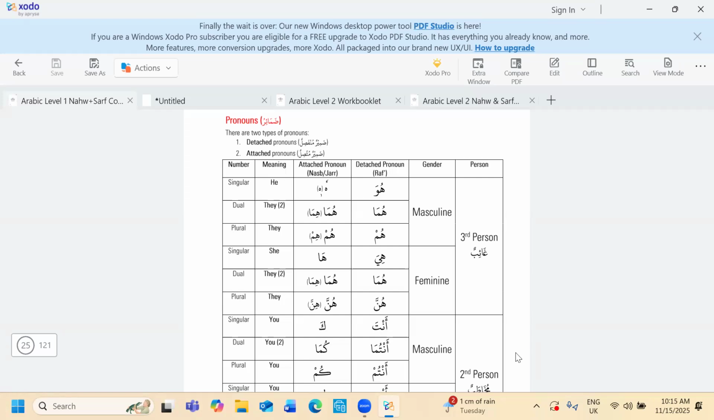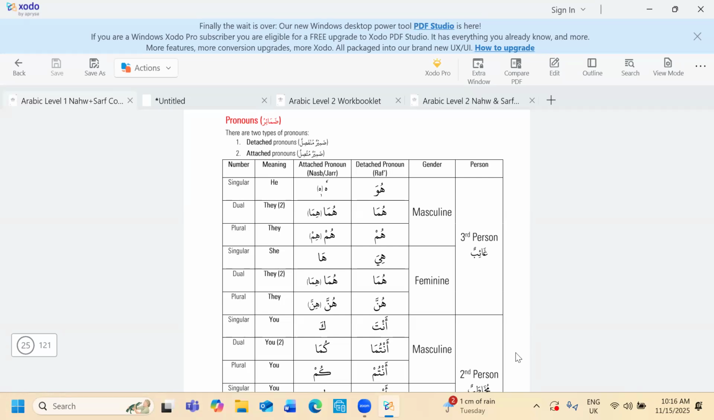Now, pronouns are isms. So when do you think you use a pronoun? What's the role of a pronoun? It replaces a noun. Instead of repeating, saying, Ikhlas went to the masjid, Ikhlas prayed his salah, instead of repeating the name, you replace the name with the pronoun. So Ikhlas went to the masjid, he was praying his salah, for example. So the role of a pronoun is that it replaces a noun.